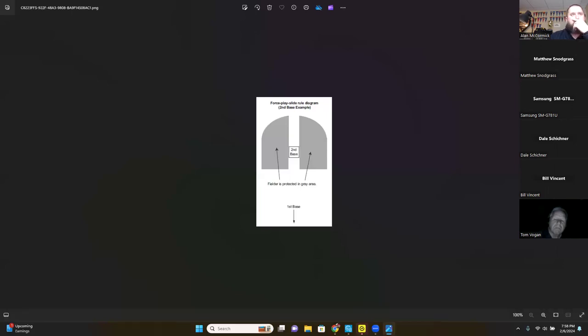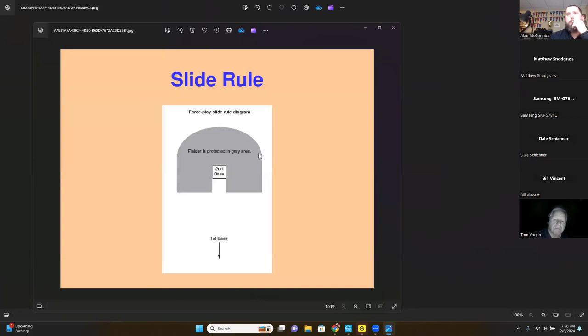Oh, you did? Okay. Oh, yeah, that's the one. Can everybody see that on my screen? Yes. Okay, so any contact that happens in the gray area here is the protected area for the fielder. So if the contact happens in there, that is a force play slide rule violation. If you can imagine a direct line between first base and second base, all the way into the base and stopping at the back edge is legal. Everything else is illegal with the initial contact.